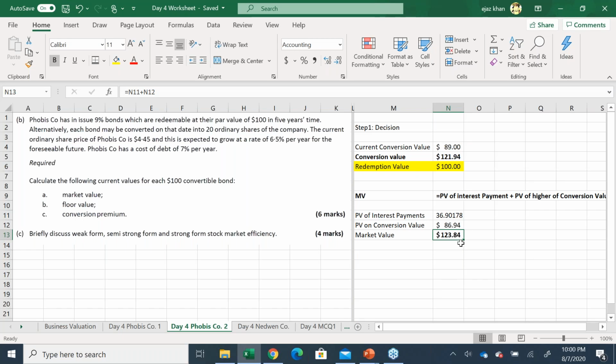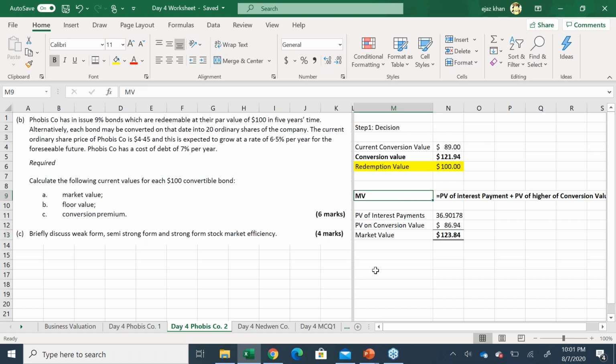So 123.6 or 123.84, it won't make a big difference. You must have used calculator for that and you must have rounded off the figures. So I hope the market value is clear now.